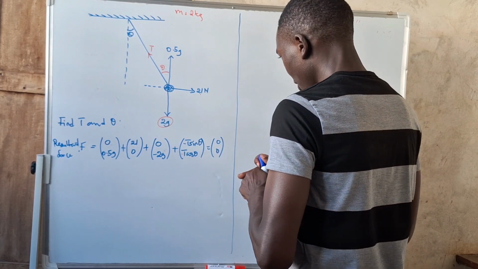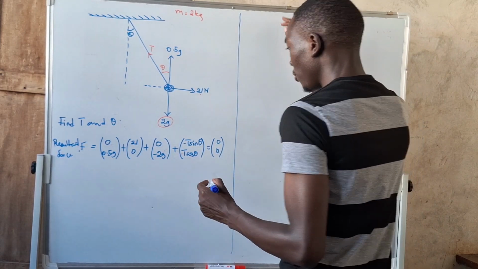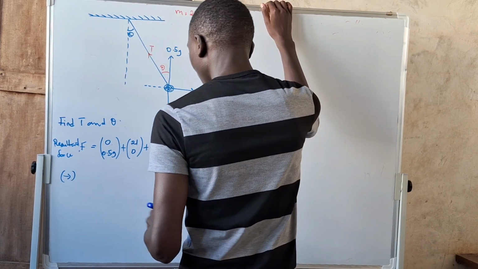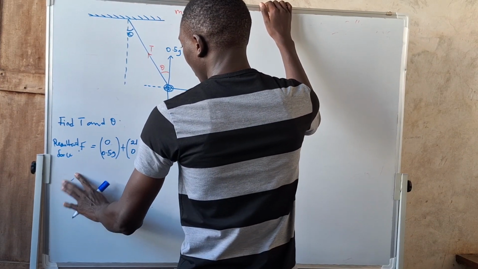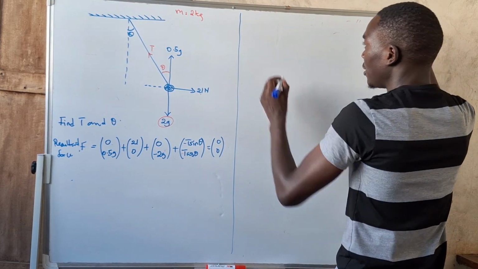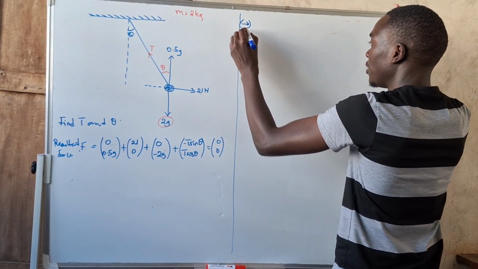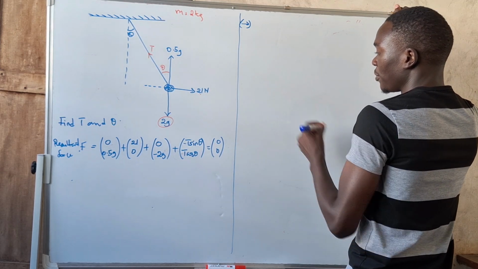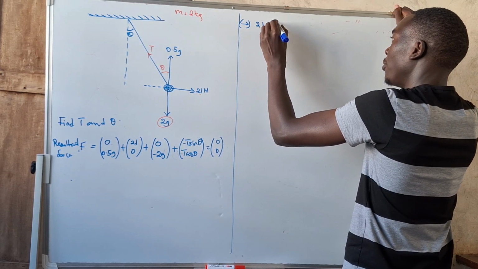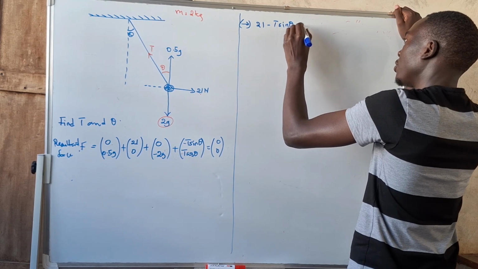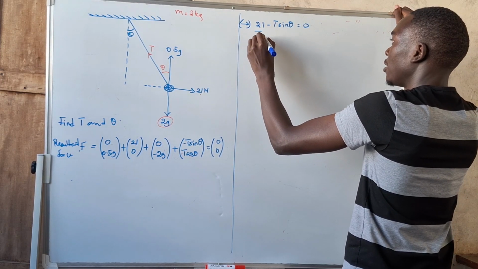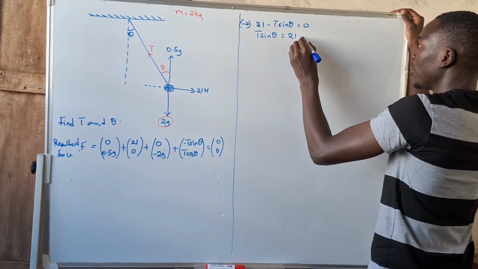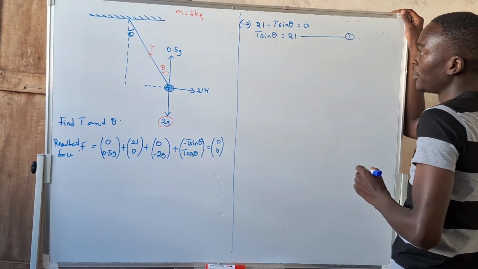So we want the tension. That is why we are going to solve both vertically and horizontally. If I resolve horizontally, of course you have 0 plus 21, that is 21, plus 0, that's 21. So I have 21 minus T sine theta is equal to 0. This implies that T sine theta is equal to 21. We can call this equation number 1.